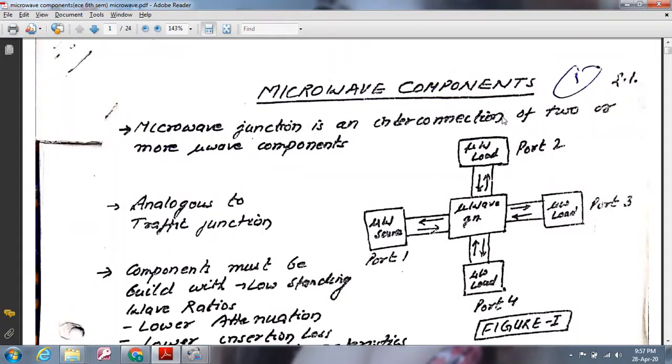Good morning, students. Today we are going to discuss a topic, microwave components. So before going to the microwave components, we should know about what are microwave junctions and scattering parameters.